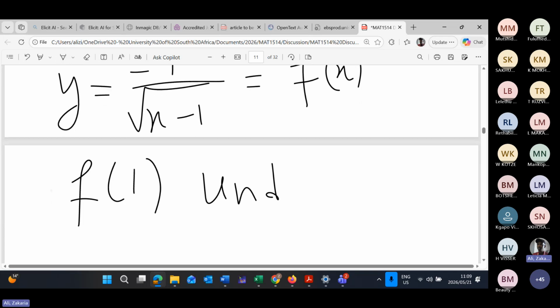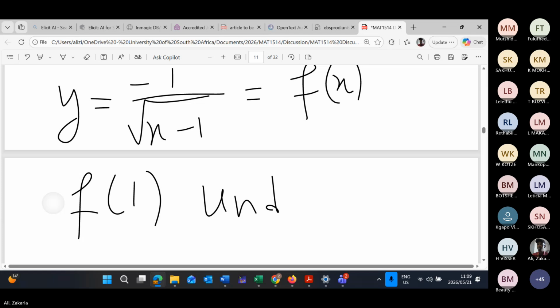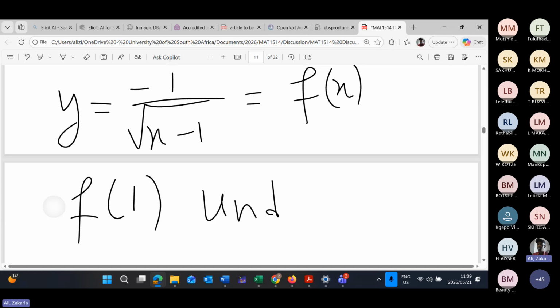Okay, can I compute f of 2? Yes, I can compute f of 2, f of 3, f of 4. Can I compute f of, let's say, half, or f of, let's say, minus 1? Can I compute f of minus 1? No. Why? Because it will be the square root of a negative number, complex numbers.